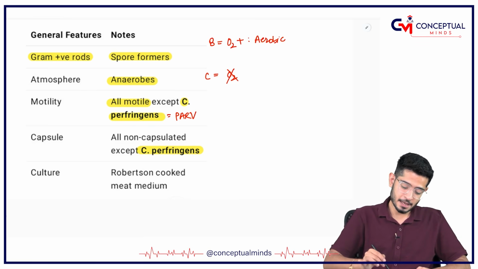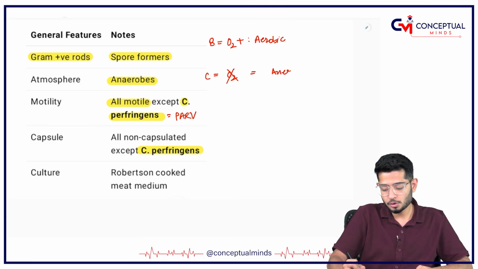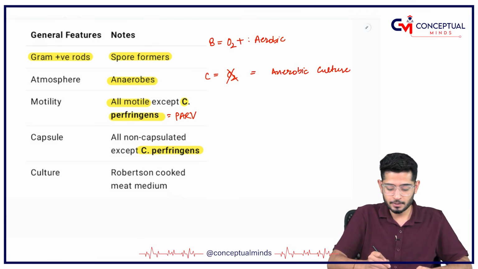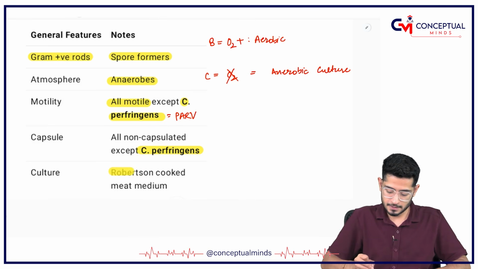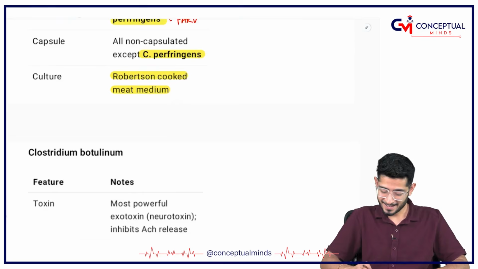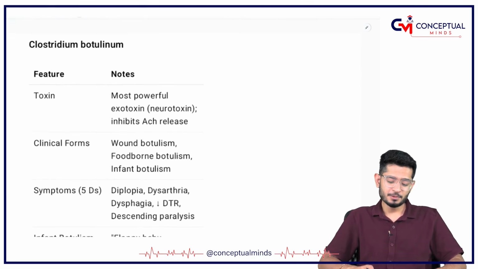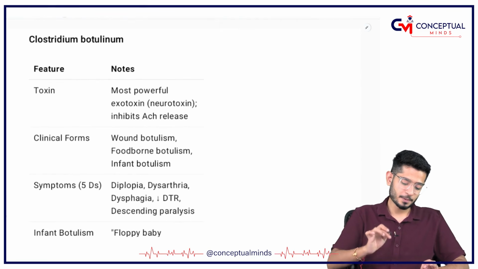Because Clostridia is anaerobic, which culture media will you use? You will use anaerobic culture media. One example of an anaerobic culture medium is Robertson cooked meat media. But can you tell me what are the other anaerobic culture media? I will wait for you in the comment section. Now we will start one by one.